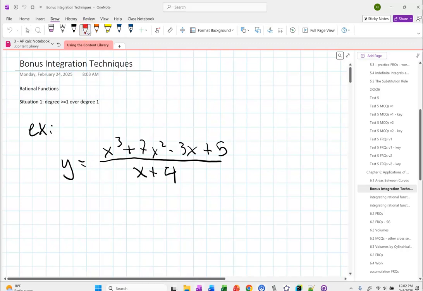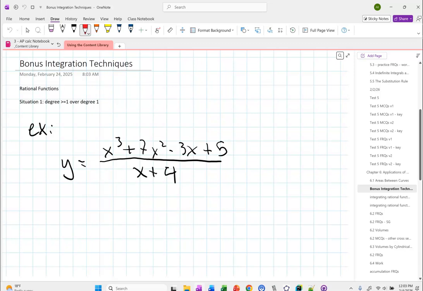All right. So here we're going to have 3 different integration techniques we're going to look at. They're all going to be used to integrate a rational function, because as of right now, the only 2 antiderivative formulas we have that include in any way, shape, or form a rational function is 1 over x is the natural log of the absolute value of x, and 1 over 1 plus x squared is tan inverse x. Right?